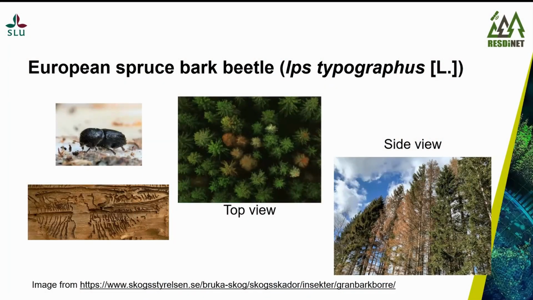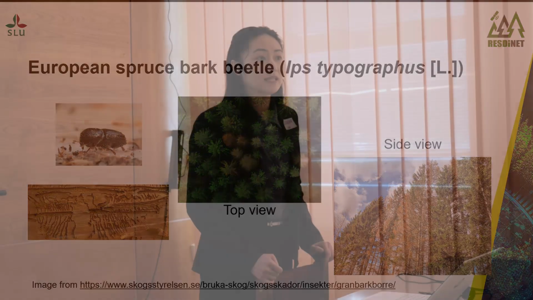Yes, so this is a bark beetle. And then the image below is the bark beetles go under the bark and create these tunnels, and then causing the water transportation problem of a tree. So since being attacked, a tree gradually loses the water content in the needles.